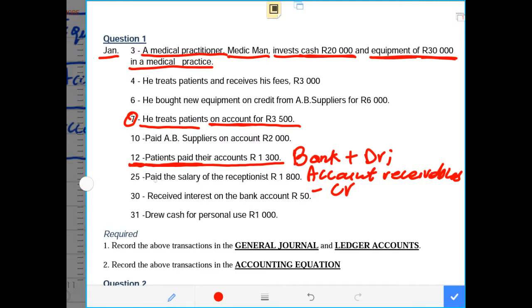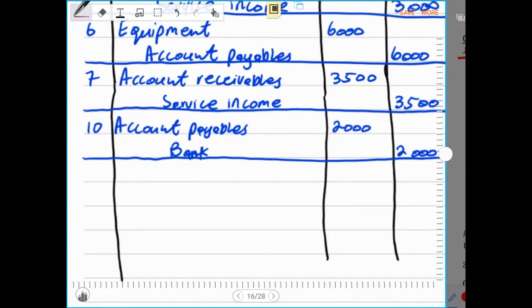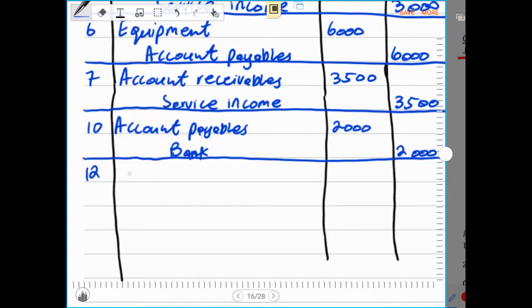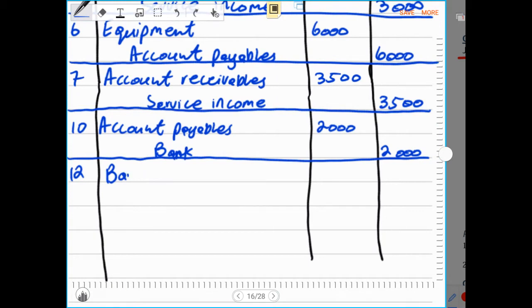Then after we have to receive this as money in the bank, then after reduce the account of the customer, because the customer has paid us. So now he expects that his account will decrease by the amount that he has paid us. So that will be a debit to our bank account, and that is on the 12th. Then you say on the 12th we debit our bank because we received money. Because we received money from the customer, we say bank, and that is 1,300.